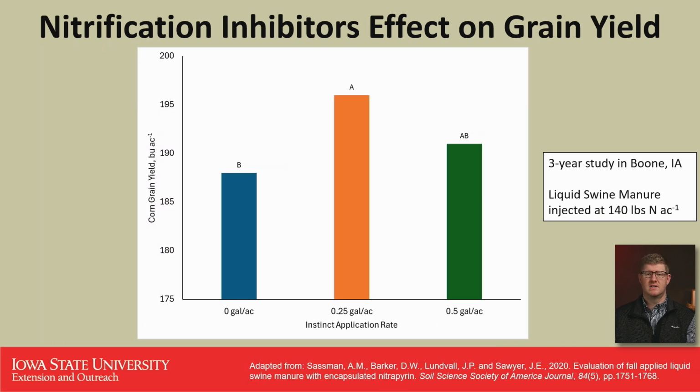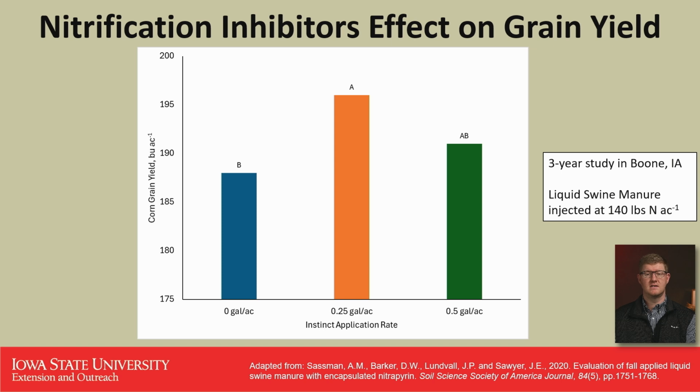So the next look at the effect on yield is going to be going back to that previous study where we looked at the liquid swine manure from Iowa. So this is the yield data from that study. So a reminder, a 3-year study in Boone, Iowa. They injected liquid swine manure with and without Instinct at 140 pound of N per acre equivalent.